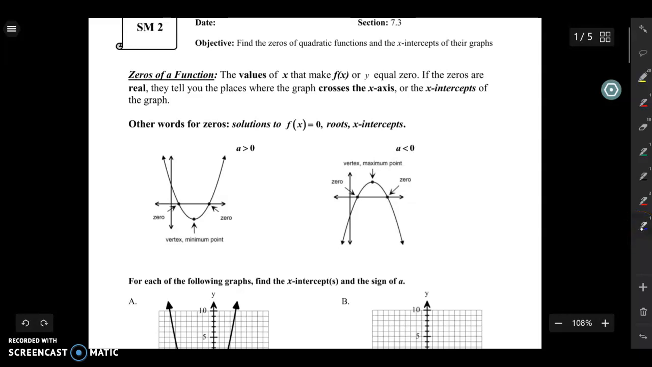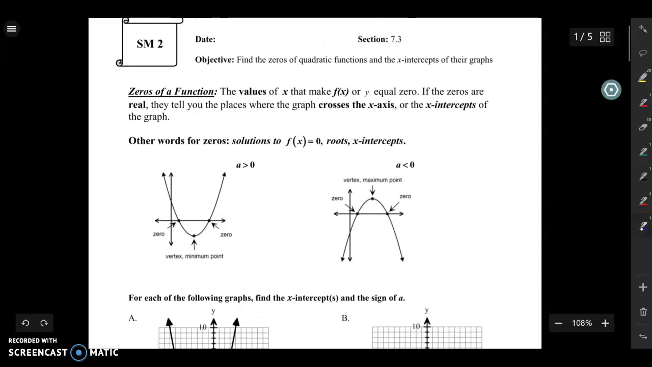In this video, we'll be talking about how to find the zeros and x-intercepts of quadratic functions, which will help us graph. So the first thing we're going to talk about is what is a zero of a function. A zero of a function is simply an x value that makes the equation equal to zero. And if the zeros are real values, meaning that they're not imaginary, then it is also a place where the graph crosses the x-axis, or their x-intercepts.